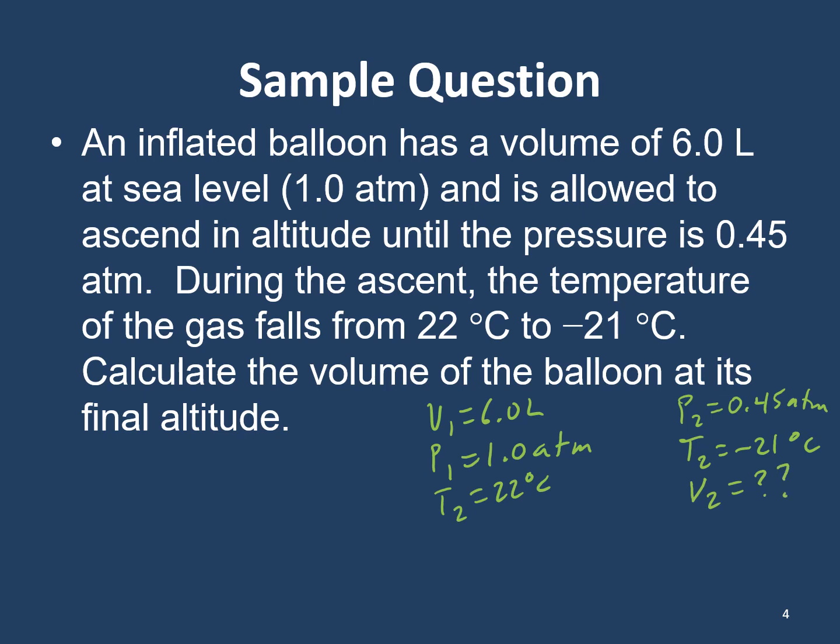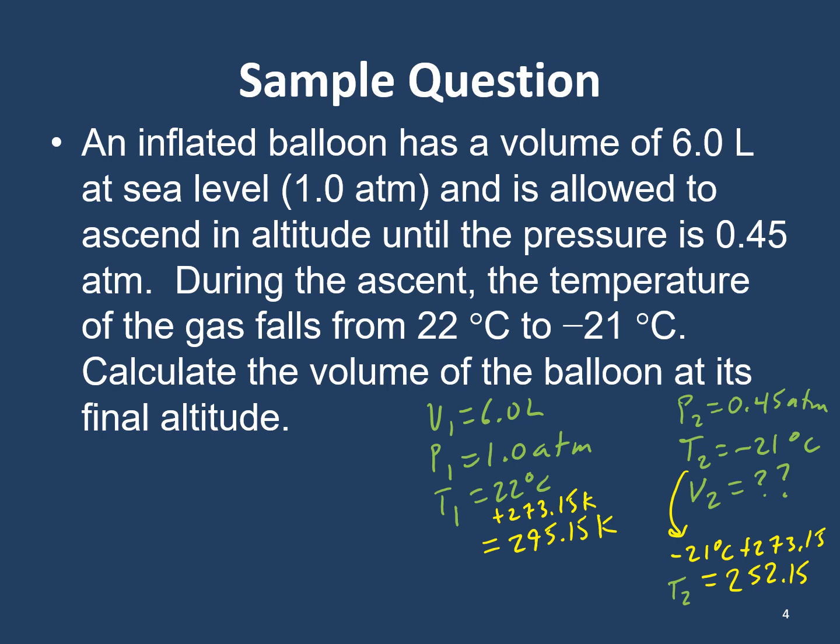Now, before we do anything, we have to convert our temperatures to Kelvin. So I'm going to add 273.15 here to get to units of Kelvin. And the same thing here, negative 21 degrees Celsius plus 273.15. This gives me 295.15 Kelvin for our T1, that was mislabeled. And for T2, we get 252.15.